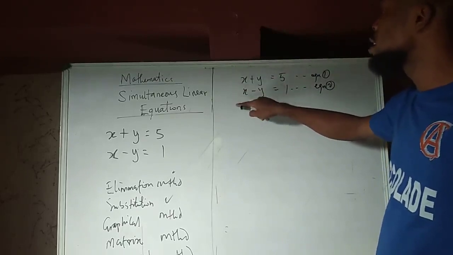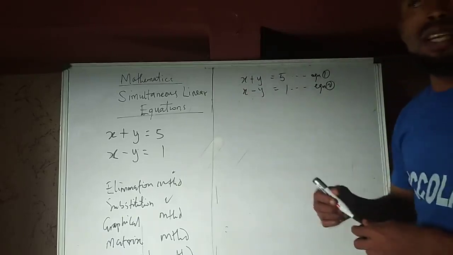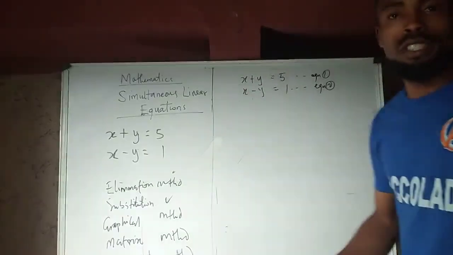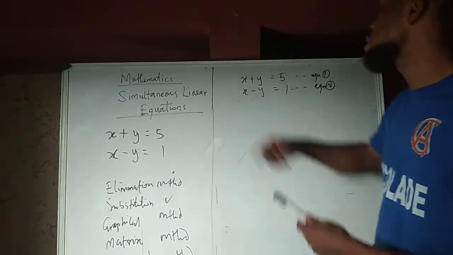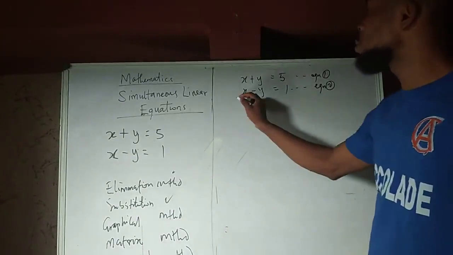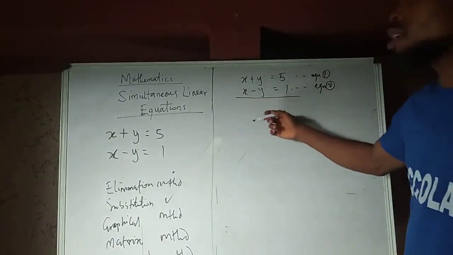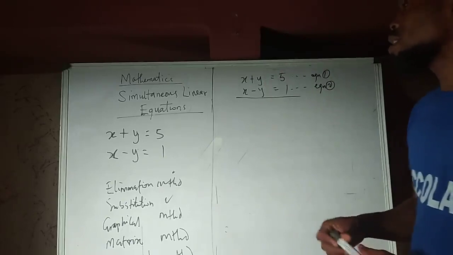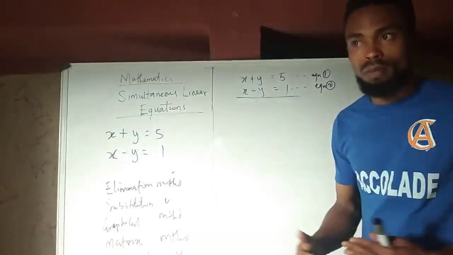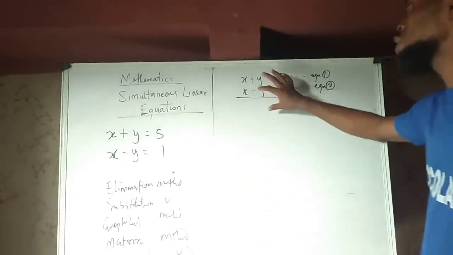So the number standing close to it is what we call the coefficient, the factor. It's 1 in this case. So what we do now is to subtract. In this case, we just subtract. I'm going to show you other examples that we can do, but for now, we are just going to subtract.